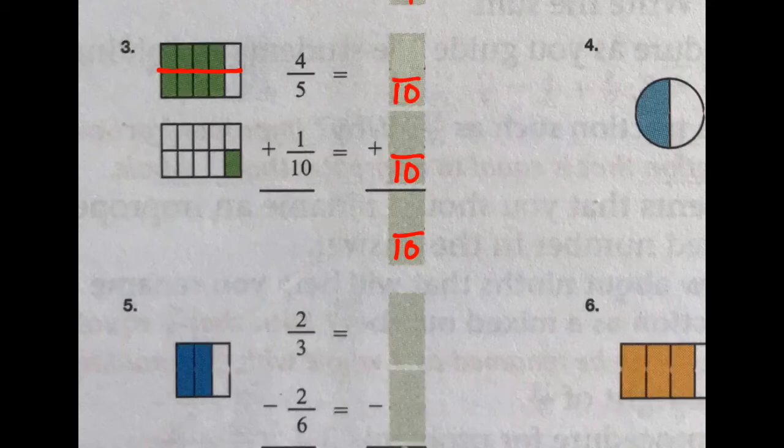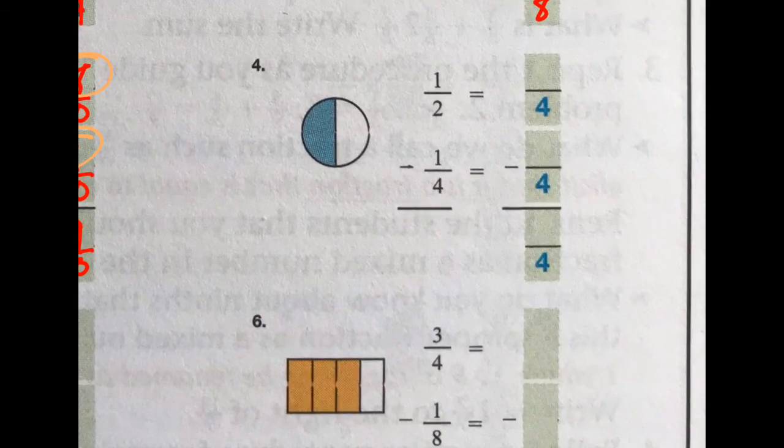Okay. Then all we need to do is recount the colored pieces. So count them up, and how many do you get? 8/10. This one stays the same. I forgot to put the 1 there. Add your numerators, 8 and 1. 8 plus 1 is 9. 9/10.